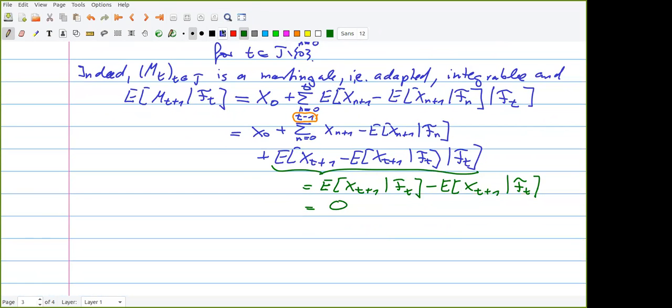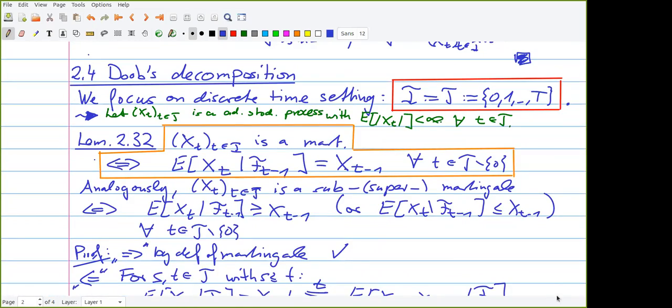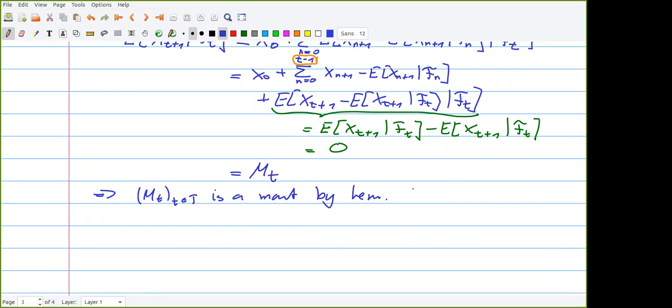So we can come back to our blue calculation and see that this is nothing else than M_t. And now we use the lemma which we just had before. So M is a martingale by the lemma. Let's check the number. This is the lemma we proved at the beginning of this section, so 2.32.